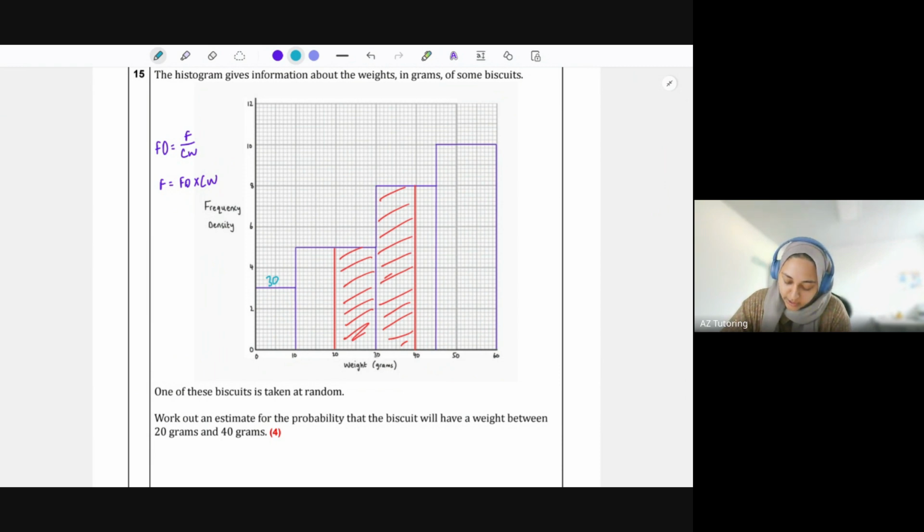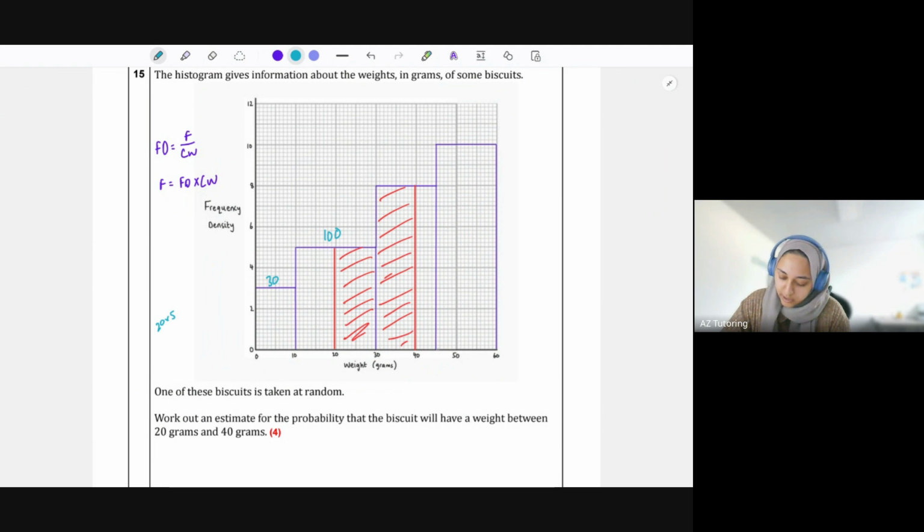We've got between 10 and 30, so I'm doing the whole thing, not just the red. Between 10 and 30, the class width is 30 minus 10, which is 20. So we're doing 20 times, that's 5 here. 20 times 5, it's right here. So 2 times 5 is 10, add a 0, 100. So there's 100 between there.